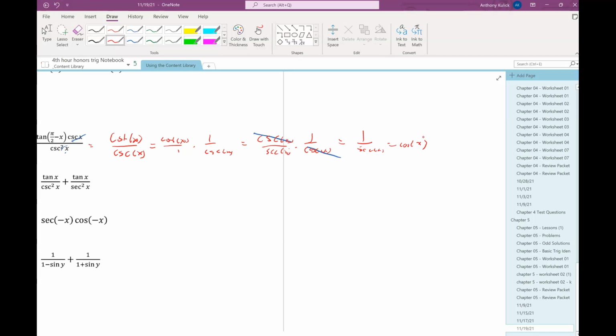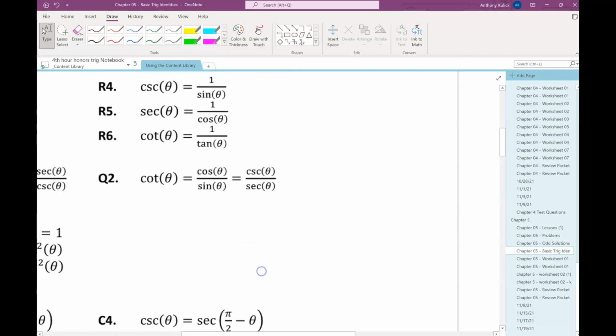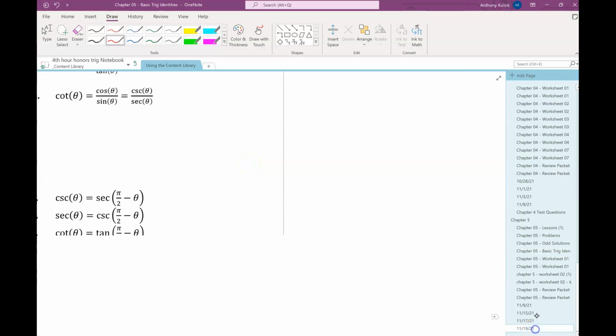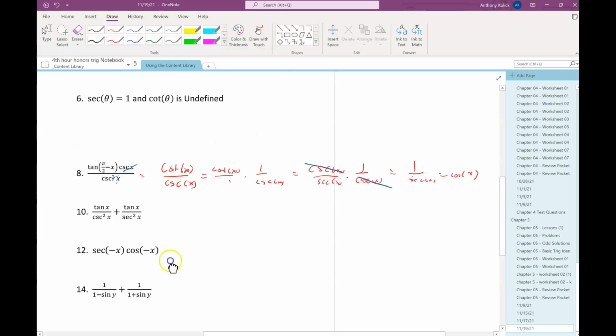Eddie. How do you change cosine over 1 to cosecant over secant? If you just look at the identities, that's one of the things that you could make cotangent equal to. Oh, it's cotangent. Yep. Yeah, my bad. That's okay. No problem. Paul. Can you do number 2? Sure.